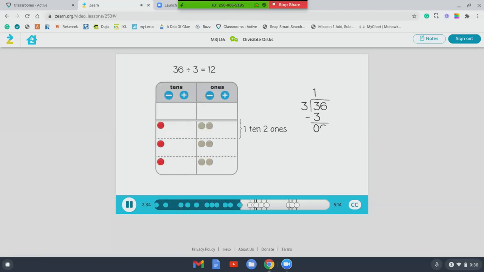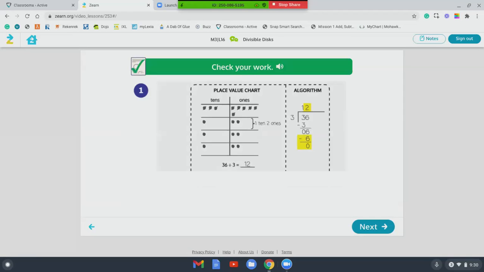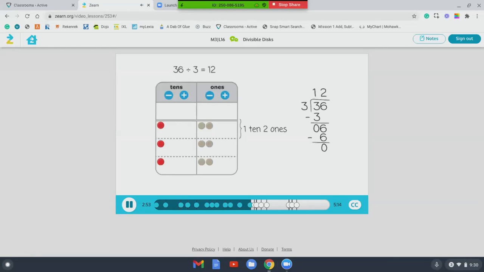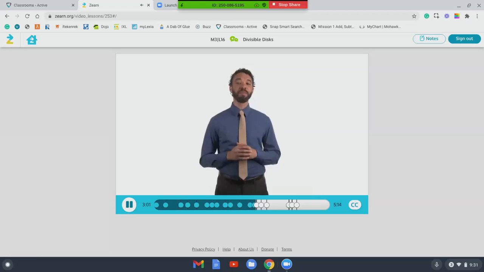We still have to divide the 6 ones. 6 ones divided by 3 equals 2 ones. So I put 2 ones here. We recorded 2 ones 3 times. 2 ones times 3 equals 6 ones. So we have 0 ones remaining. To check our work, we can multiply 3 times 12, which is 36, our original whole. Let's keep rocking and take on another problem.